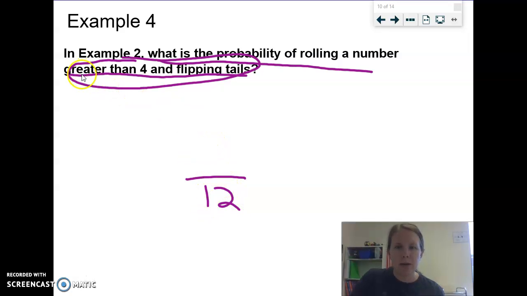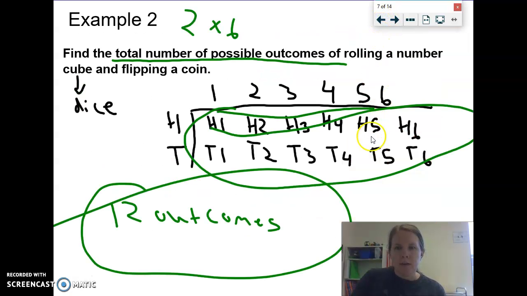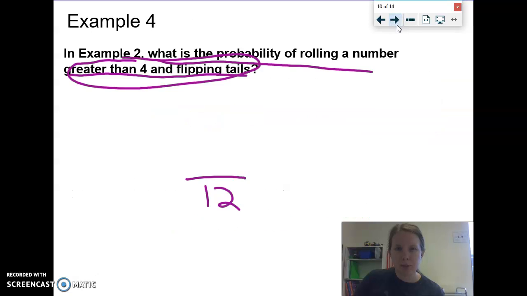So I'm going to go ahead and look at anything that is greater than 4 and has a tails. Okay. Anything that's greater than 4, well, 5 and 6 are greater than 4, and I only want tails. So it looks to be that I could have tails and 5 or tails and 6. So that is 2 different options. So I would have a 2 out of 12. So my probability, again, I want to simplify it, would be 1/6. The probability is 1/6 of rolling a number that is greater than 4 and flipping tails. Okay.